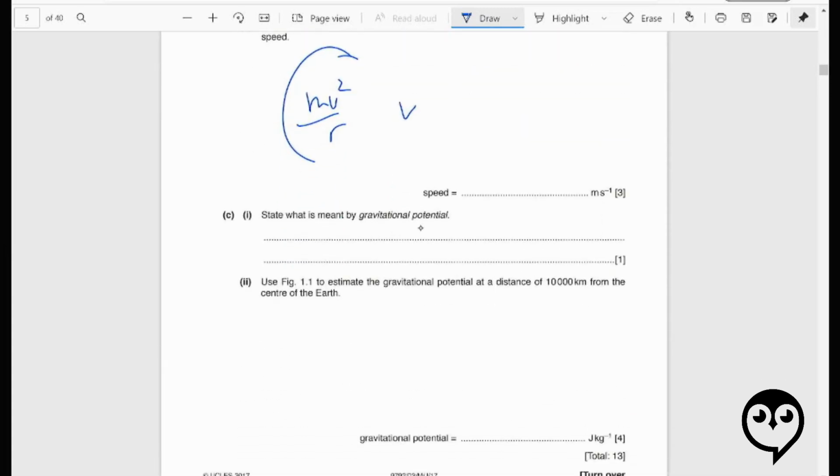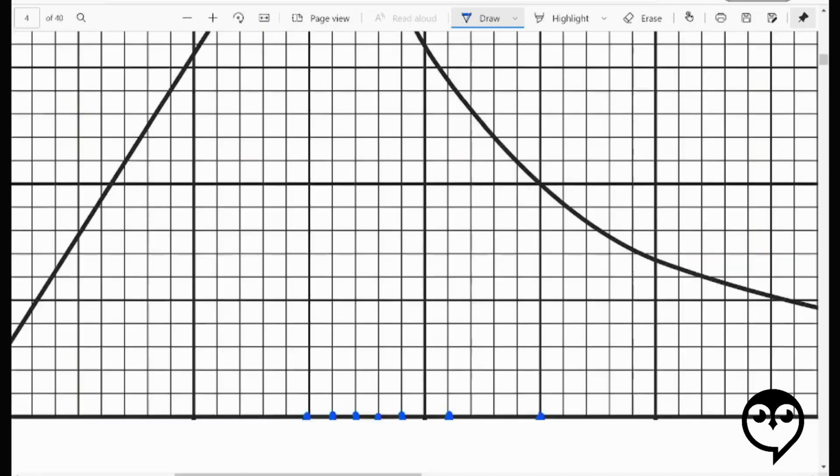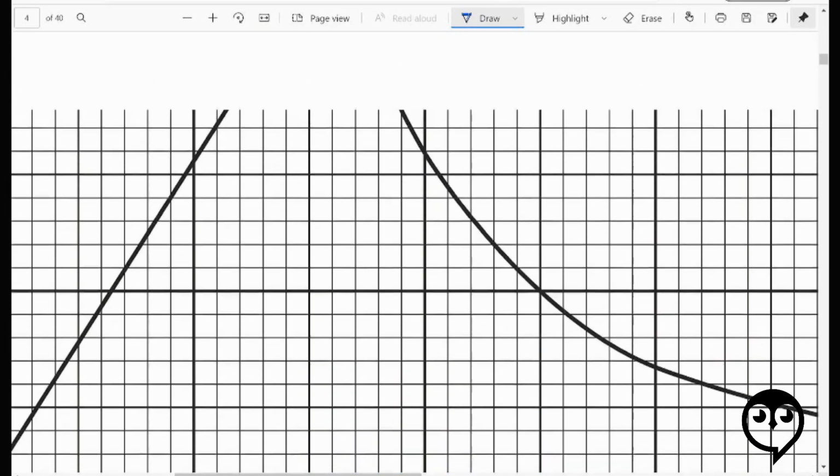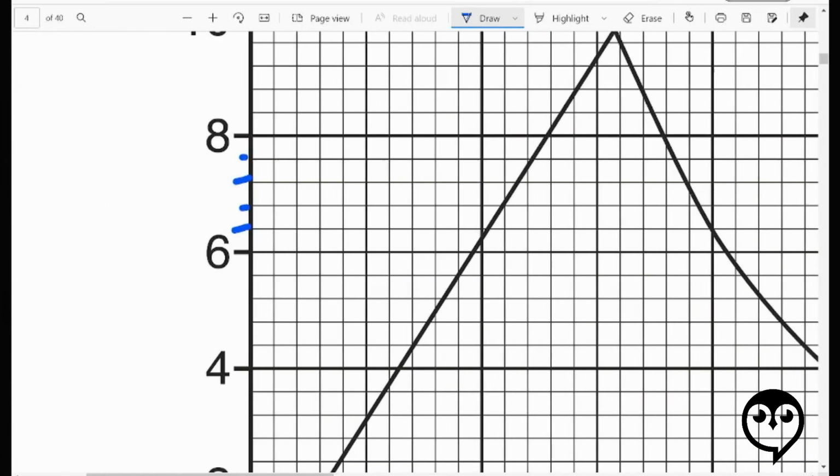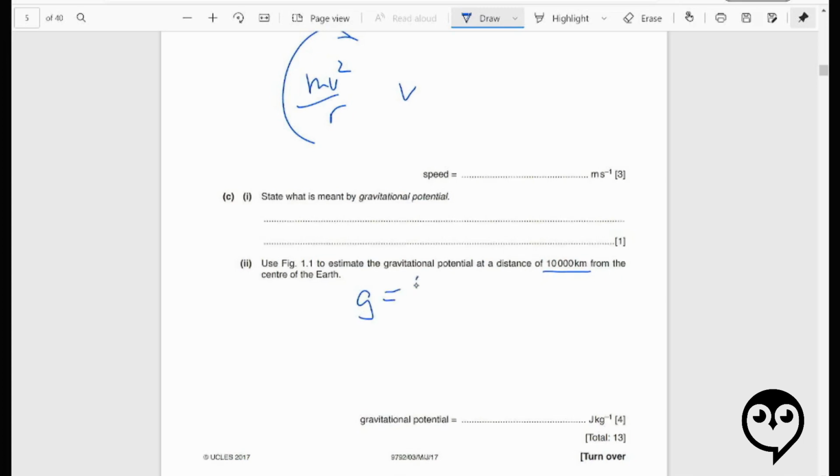What is meant by the gravitational potential? Okay, we've seen it several times. Let's get it straight. It's the energy needed per unit mass to move an object from infinity to a specific location, a distance from another object. Use the figure to estimate the gravitational potential at a distance of 10,000 kilometers from the center of the Earth. Well, that's 10,000. It seems to cross exactly at that point. We'll just scroll along. I get 4 for gravitational potential.